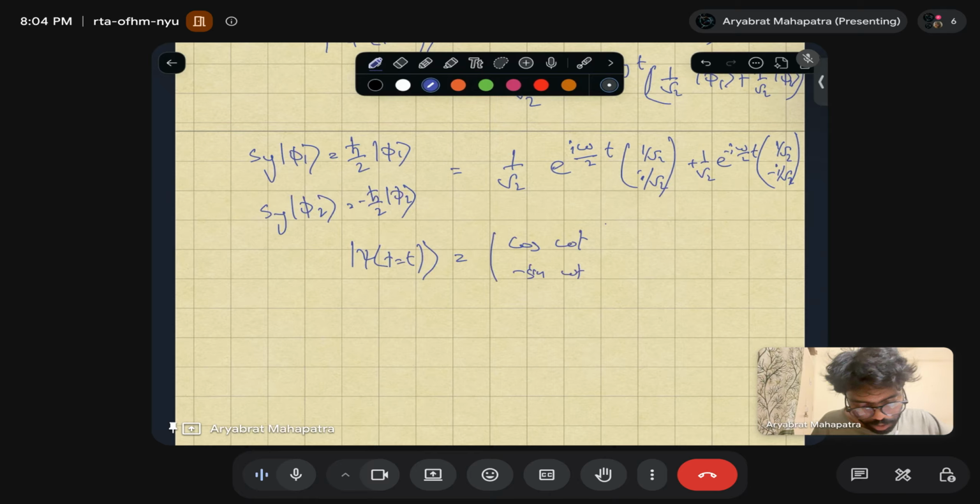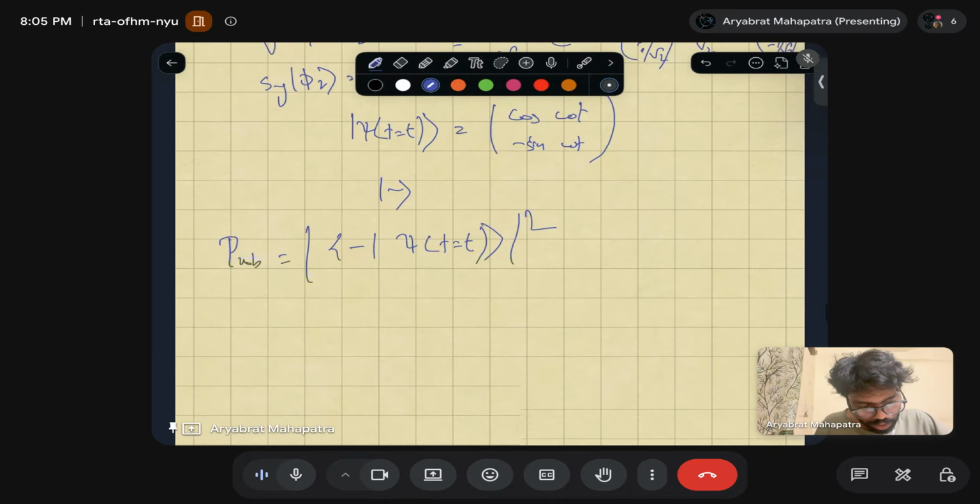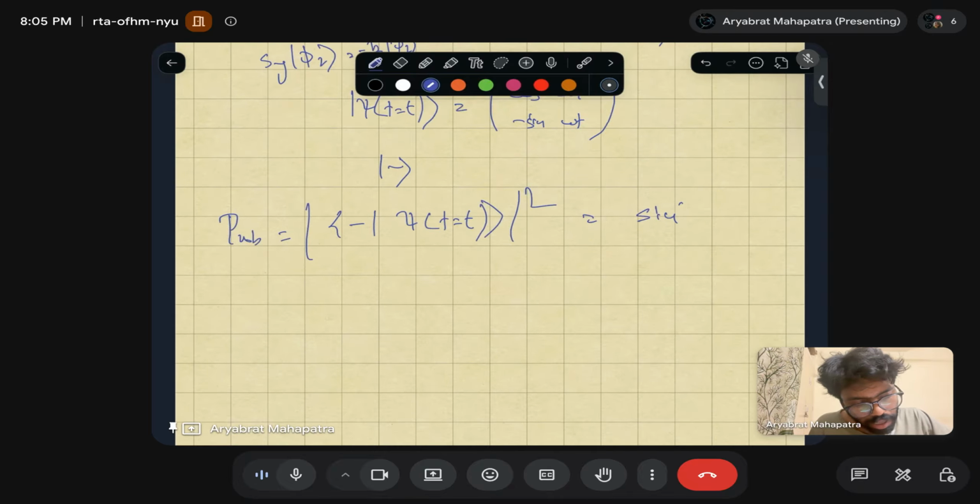Now if you remember, we were asked what is the probability of getting the minus state. The probability of getting the minus state means you have to take the inner product of these two. So this is the probability. If you do that, you will get sine square omega t by 2.